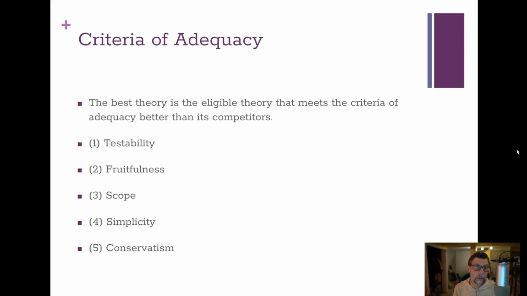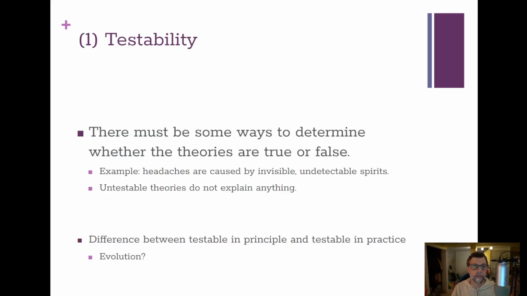Here are our 5 big criteria. These are the ones that we're going to focus on mostly in our homework and in the discussion forum. Testability, fruitfulness, scope, simplicity, conservatism. I'm going to explain what each of these is in turn, and then we will get to work.